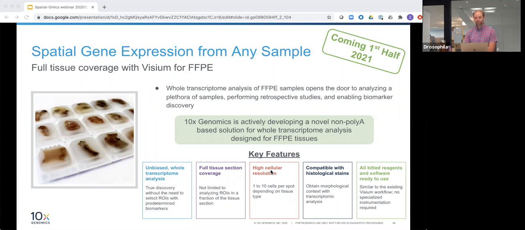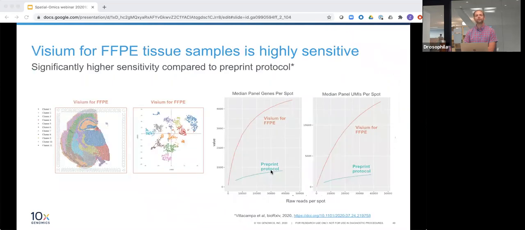You guys are lucky, you're the very first group to see this. This is some preliminary data we have looking at mouse brains again. In this case, you can see a whole transcriptome mouse brain. You get really nice clustering that'd be very similar to what you'd see with fresh frozen. All this is from an FFPE block.